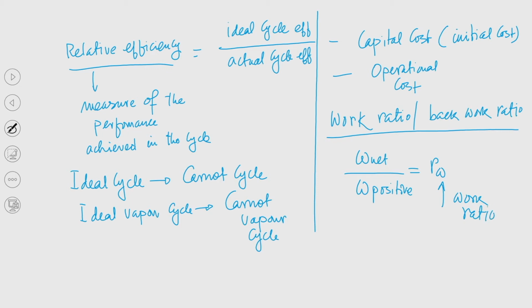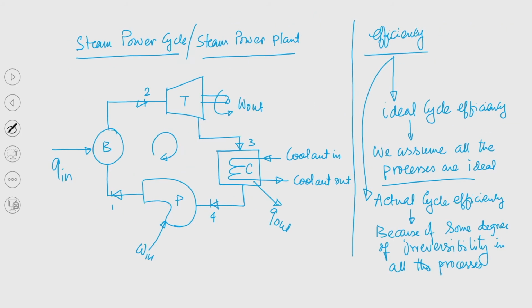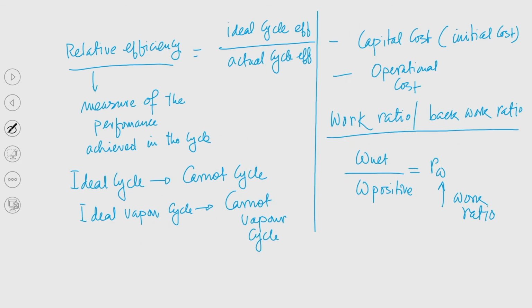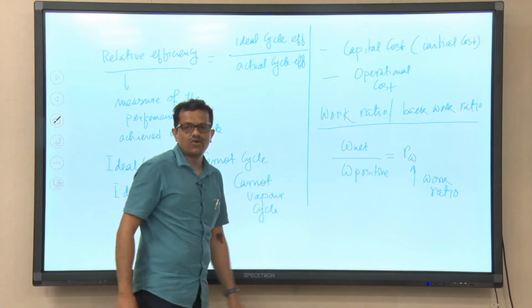Right. So, this is work ratio. That means this work can be viewed as the positive work that we are getting from the cycle. By installing this plant, that is capital cost, and by running this plant we are getting this amount of work, that is the positive work. But this is not the net work. So, this is the positive work and this is the negative work. The ratio of the net work to the positive work is known as work ratio.